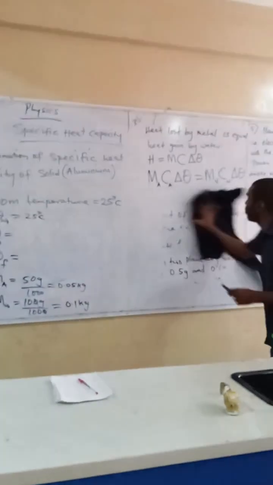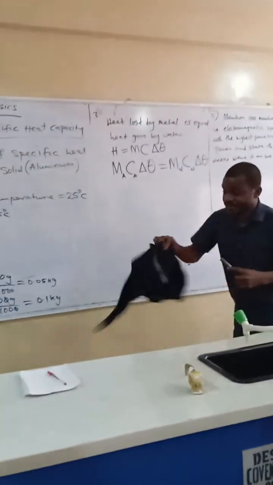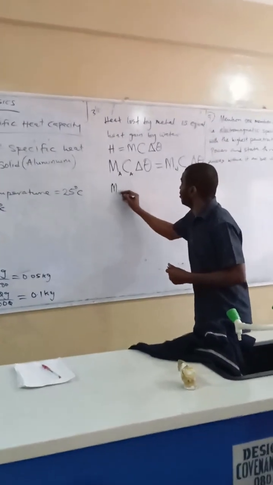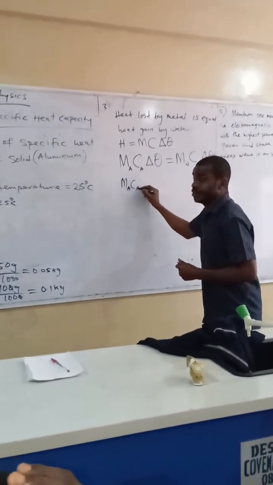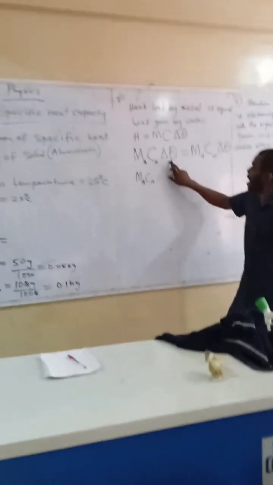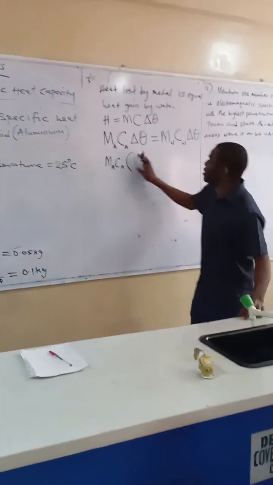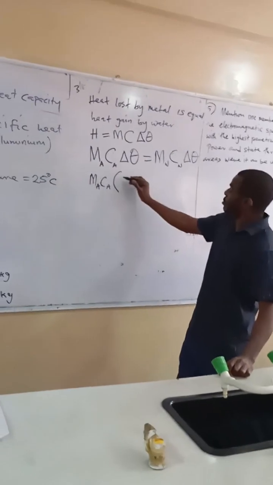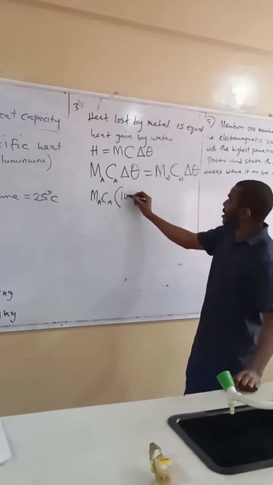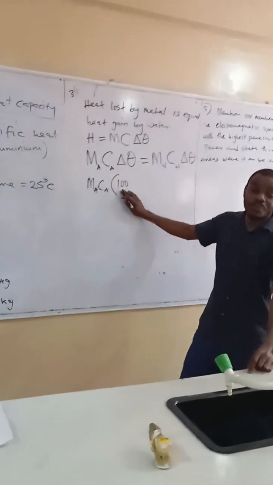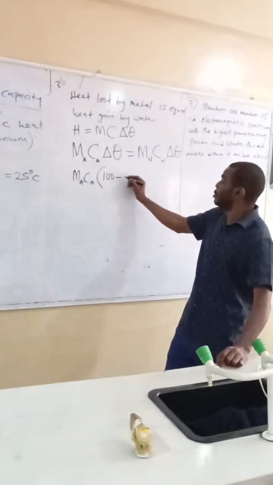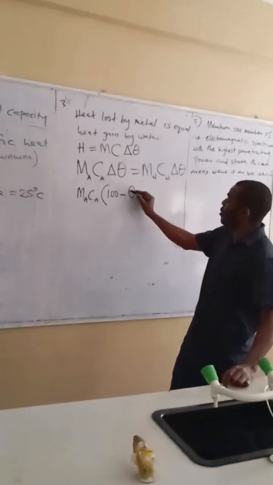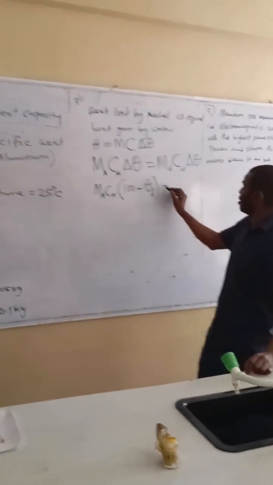So now, this change in temperature is going to be change in theta. Now this is what we have. We now have 100, okay, which is the temperature of the metal. We subtract it from the final temperature we are going to get, okay?